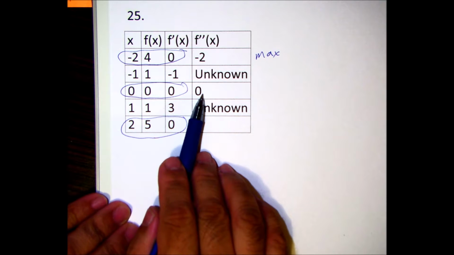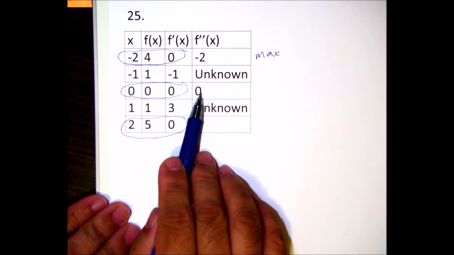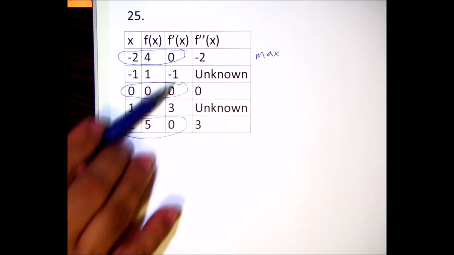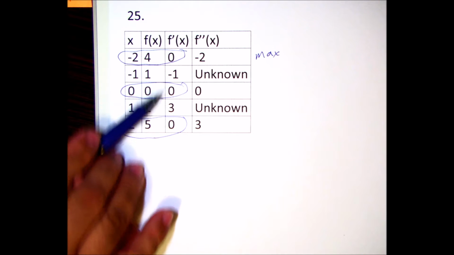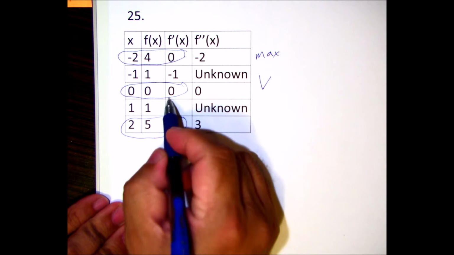Here, the second derivative test fails or is inconclusive, because if the second derivative is 0, then that doesn't tell us anything. However, there's information available for this one, right? It's decreasing, then increasing. So this one's a min.